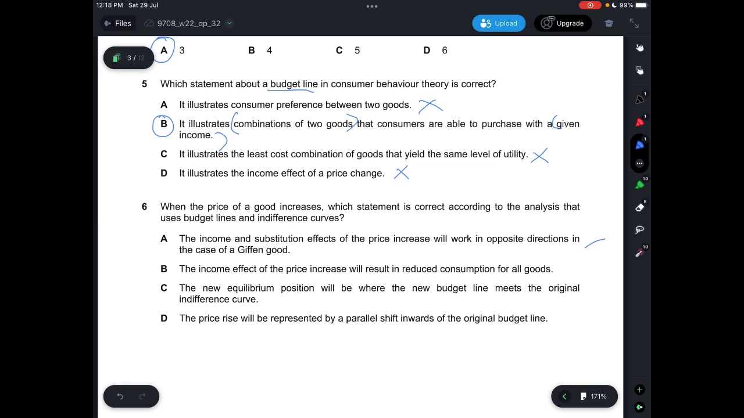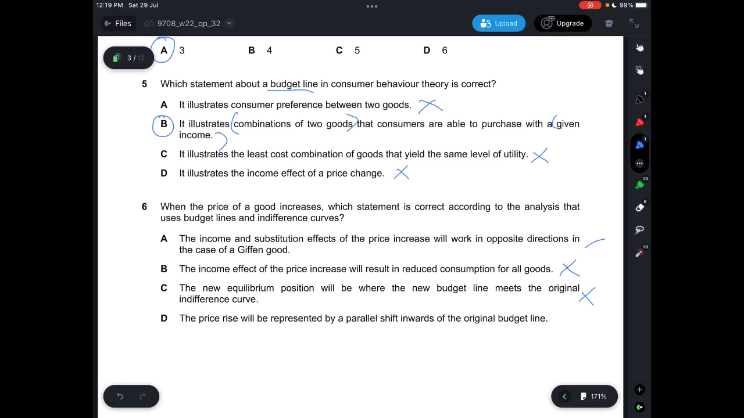B, the income effect of the price increase will result in reduced consumption for all goods, which is incorrect because just because there's an increase in the price of one product doesn't mean that all the other products would have a reduction in consumption. In theory, the other goods would have an increase in consumption because people will end up buying more of cheaper goods rather than the more expensive ones. C, the new equilibrium position will be where the new budget line meets the original indifference curve, which is incorrect. If there's a new budget line, there will be a new indifference curve. Therefore, it will not be the new equilibrium position if there's only one indifference curve from the original position.